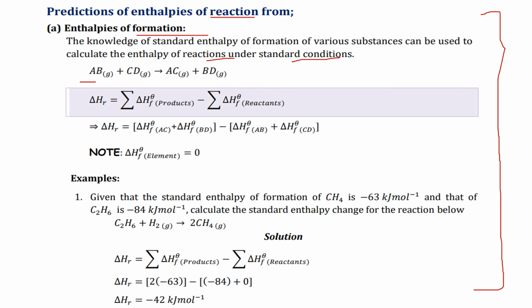So provided you have this reaction equation, we are saying that you can get the enthalpy of any reaction by simply getting the summation of all the enthalpies of formation of your products, less the summation of all the enthalpies of formation of your reactants.